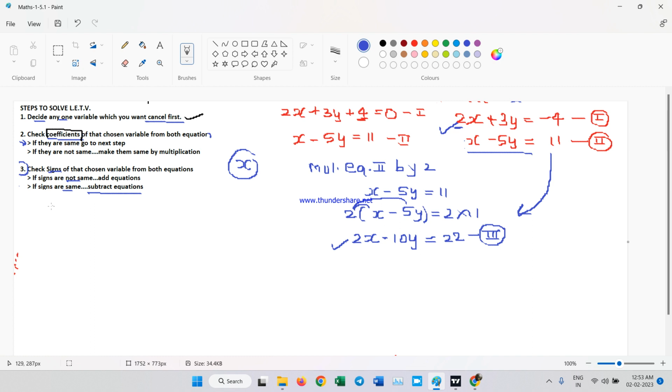So as you can see, these are the two equations. 2x plus 3y is equals to minus 4. This is your equation number 1, and this is the new equation that we are having. 2x minus 10y is equals to 22, equation number 3. Okay, now check the sign, guys. The third step is yet to apply. Check the signs. The signs are same. This is also plus and this is also plus. Bingo, this is the sum of subtraction. Now if the signs are same, you have to subtract the equation.